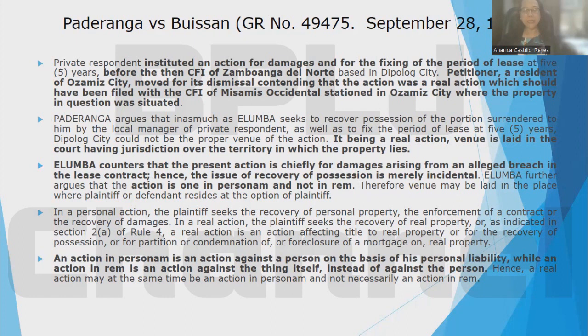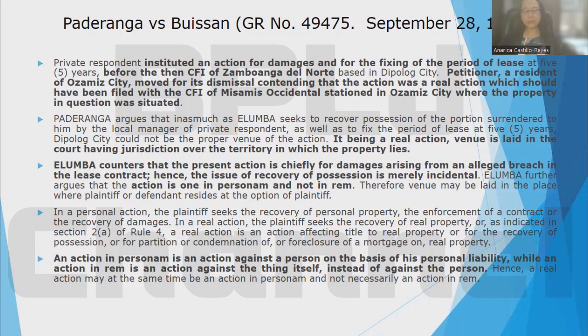Paderanga argues that inasmuch as the main relief sought is to recover possession of the portion surrendered to him, as well as to fix the period of the lease, the polog could not be the proper venue. It being a real action, venue is laid in the court having jurisdiction over the territory in which the property lies. On the other hand, Elumba counters that the action is chiefly for damages arising from breach of the lease contract. Hence, the issue of recovery of possession is merely incidental.